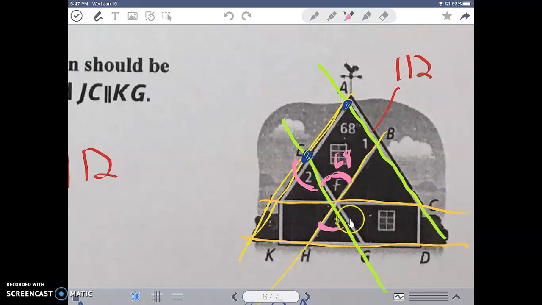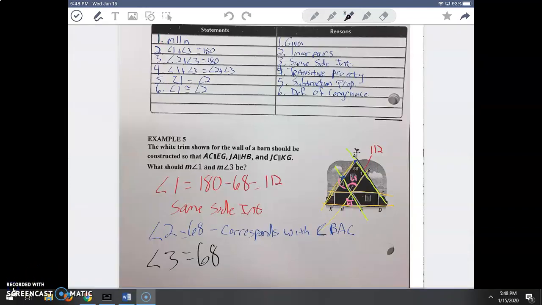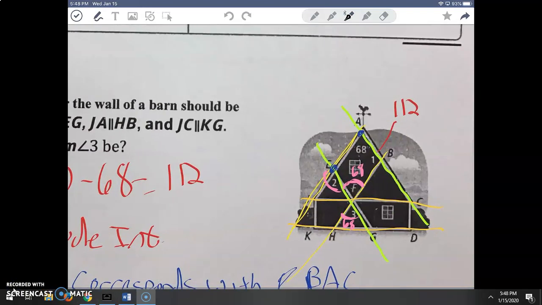If you notice too, this angle, 68, is vertical to this one right here, directly across. Vertical is directly across. So if this is 68, that makes this angle also 68 because of vertical angles. So I wrote down that angle 3 is 68, based off what we just did here.